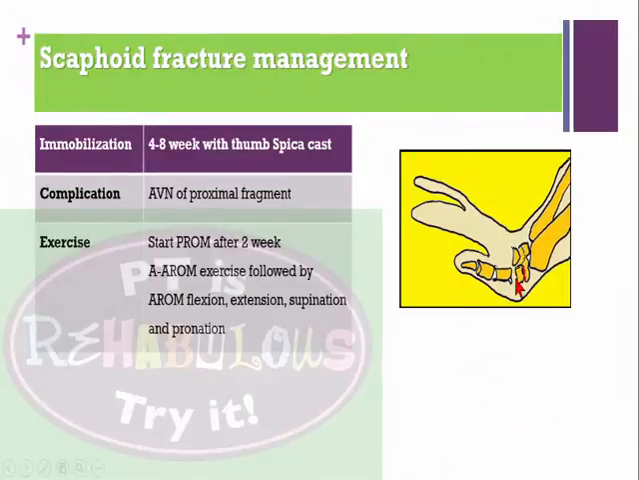Let's see scaphoid fracture management. For scaphoid fracture, we have to immobilize the wrist with a thumb spica cast for 4 to 8 weeks. The most common complication is avascular necrosis, because here you can see that the radial artery is going, so that is affected. We can start passive range of motion exercise after 2 weeks, active assisted range of motion exercise after that, and then we can follow active range of motion of flexion, extension, supination, and pronation.